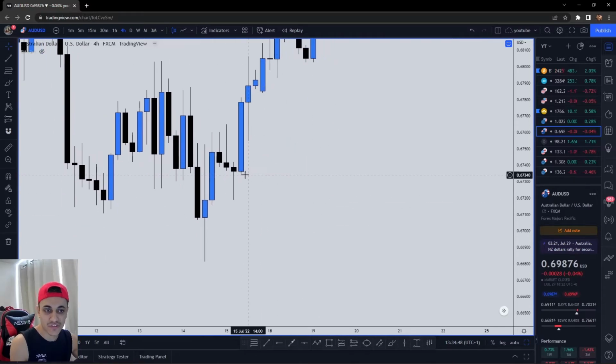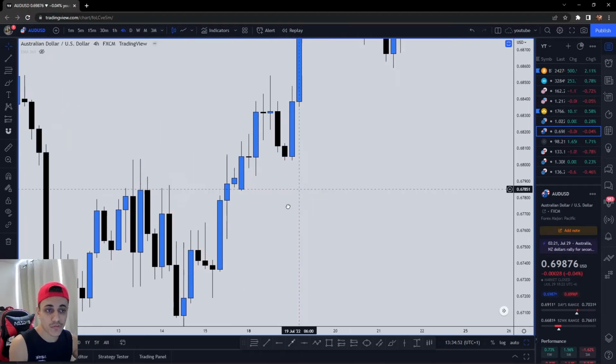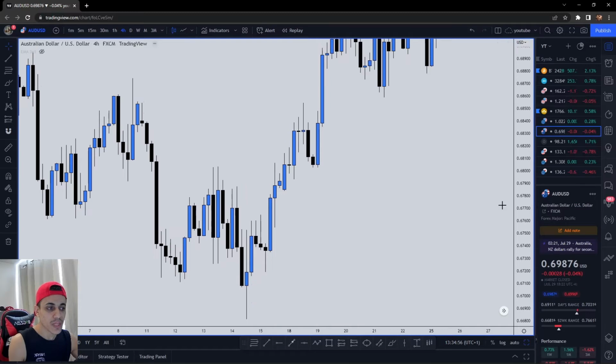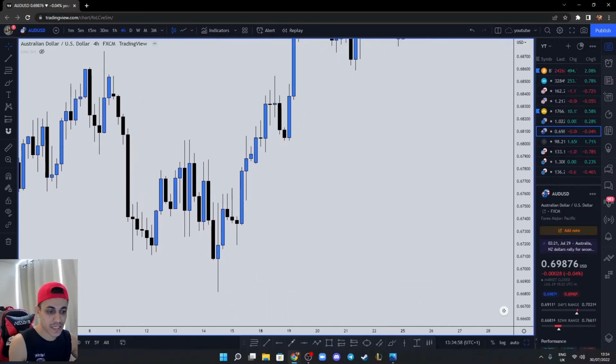And then straight after that, we had a massive bullish engulfing. So that gives us more confidence on why we should hold the trade all the way to the upside, right? That is the first candlestick that really got my attention.